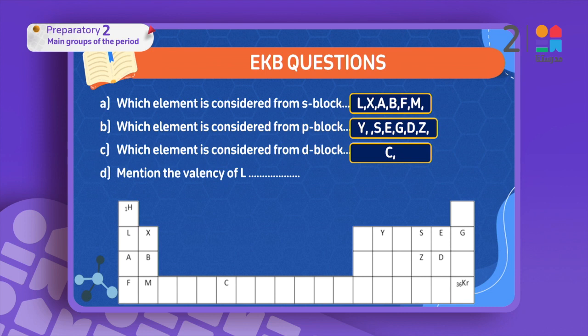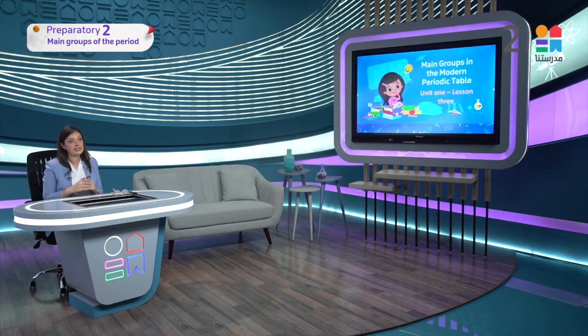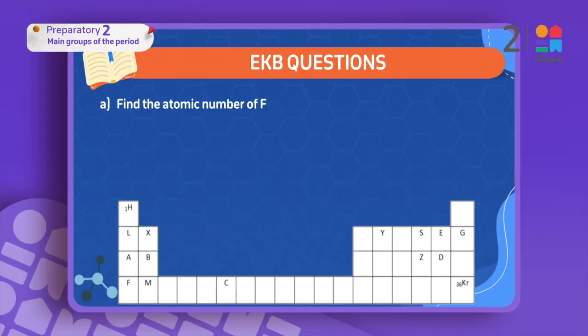Mention the valency of L. Where is L? L is here. So if you remember, L contains two energy levels. It means the first level contains 2 electrons and the second one contains 1 electron because it's in group 1A, so its valency is 1. This is the way to answer, or directly you can say that because it's in group 1A, its valency is 1, since it's from group 1A, monovalent.